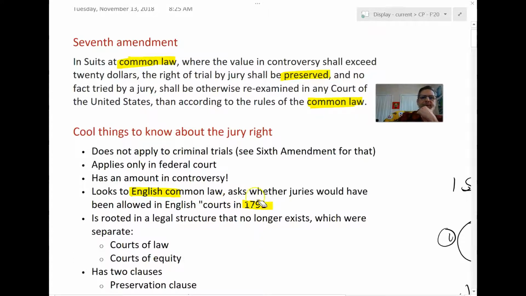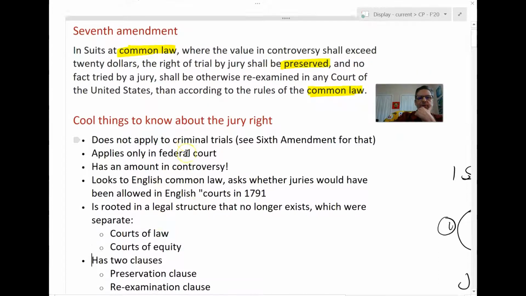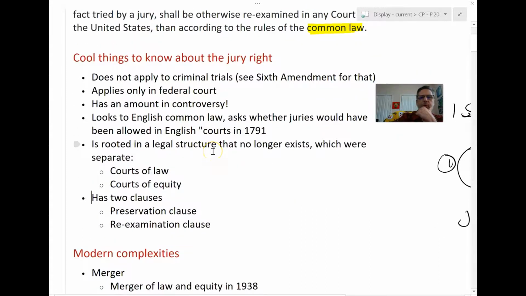All right, so we've got to look to English common law as it existed in 1791. I noted that this refers to a legal structure that no longer exists. Well, what is that? Well, back then in England, we had basically two court systems. And in fact, for a long time, U.S. courts were very similarly structured. We'd have courts of law and courts of equity.